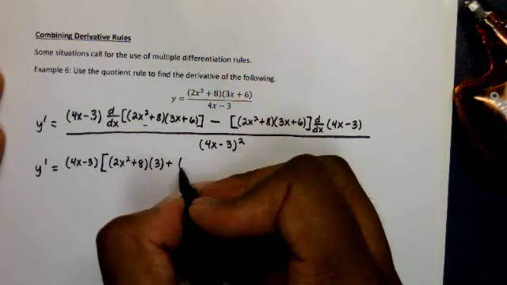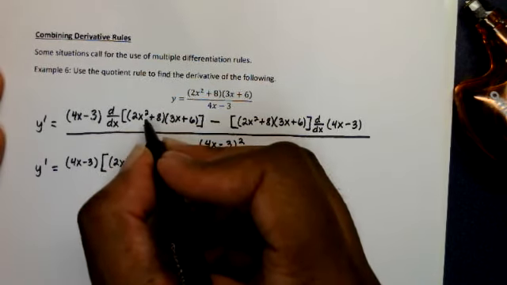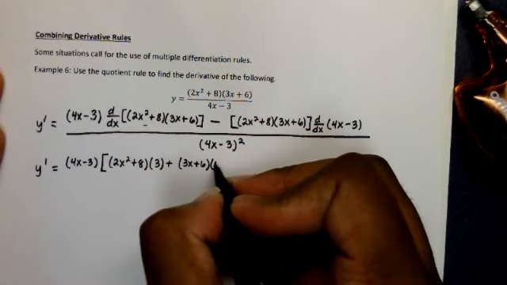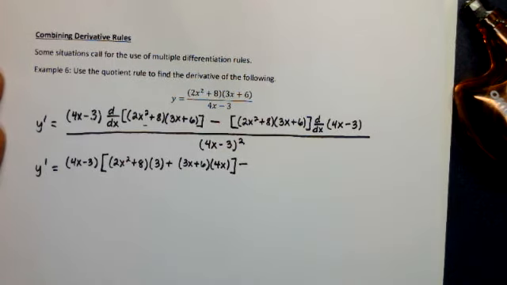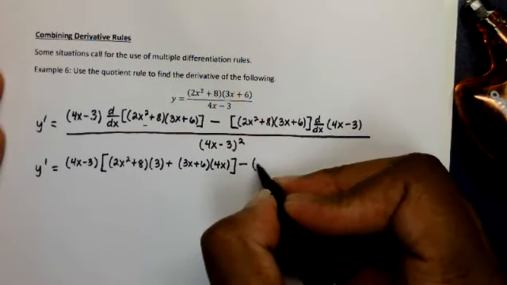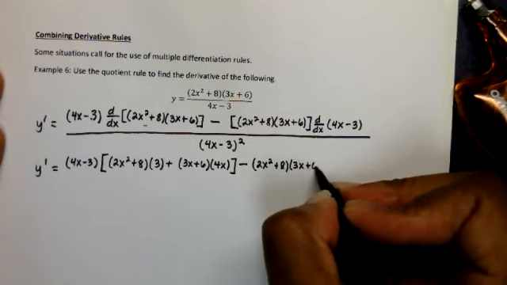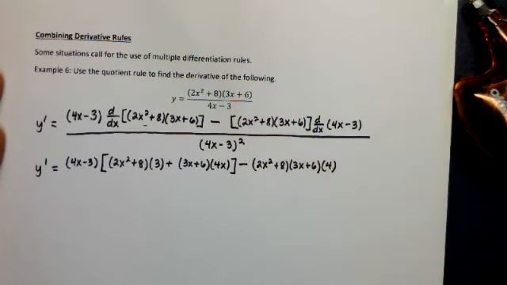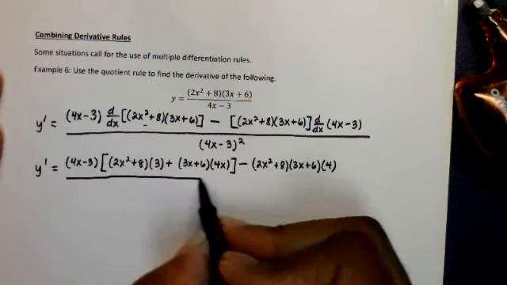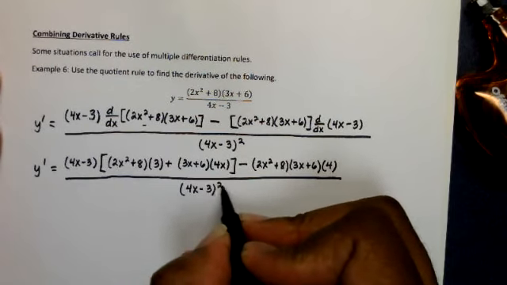And then plus the second, 3x plus 6, times the derivative of the first, 2x squared plus 8. Its derivative will be 4x. And then minus, let's bring down the 2x squared plus 8 times 3x plus 6, and then take the derivative of 4x minus 3. That's going to end up being 4. And again, this whole thing is going to be divided by 4x minus 3 quantity squared.